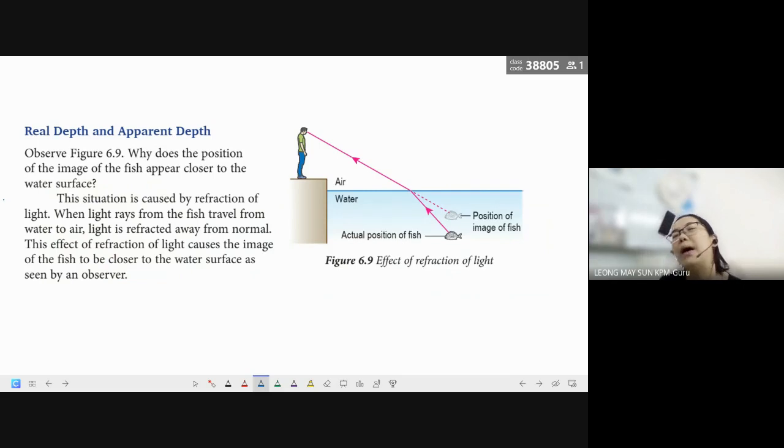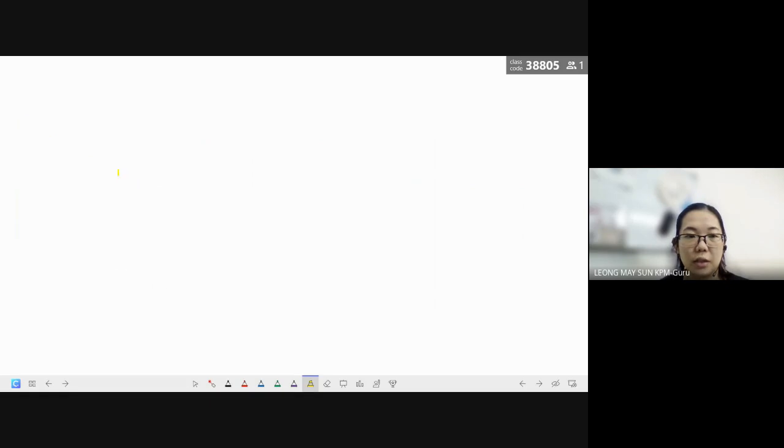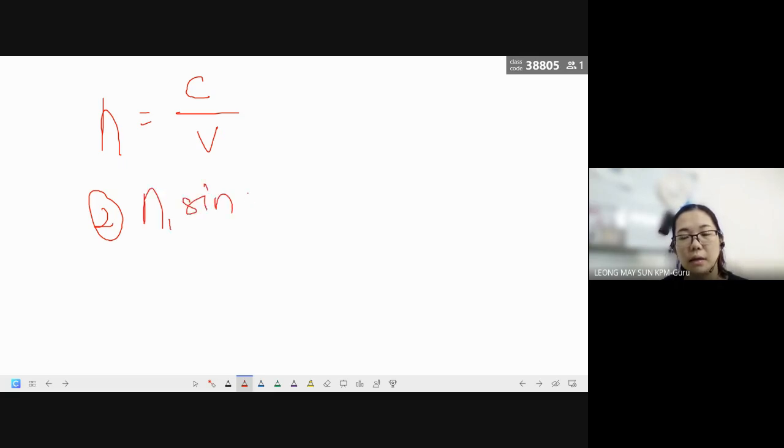Now, I already told you guys that Snell's law got 3 formulas. So we already had 2 formulas. The first formula is actually n equals to speed of light in vacuum over speed of light in the medium. The second formula is actually Snell's law, the longer version, n1 sine theta 1 equals to n2 sine theta 2. Or the simplified version would be n equals to sine i over sine r.